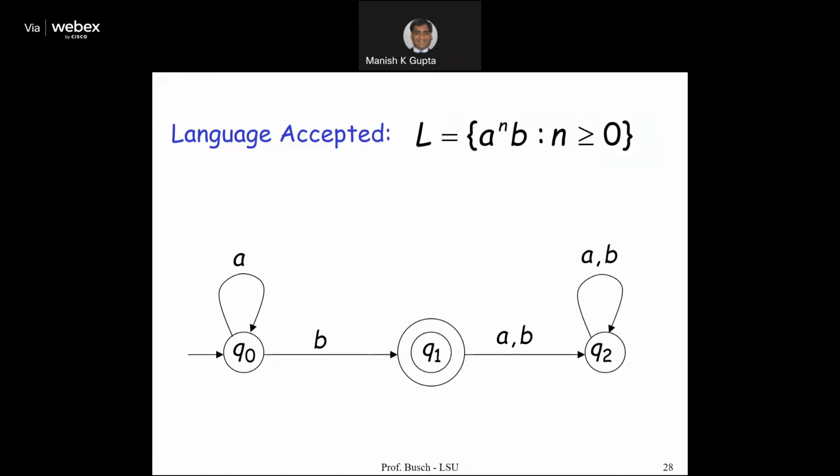So we tried a few things so that we can guess a pattern. The language accepted by this automata is A raised to N, B. Why? Because when we receive A, no matter how many times A is there, it will be taken care of by this state. And as soon as you receive B, you go to this accepting state.